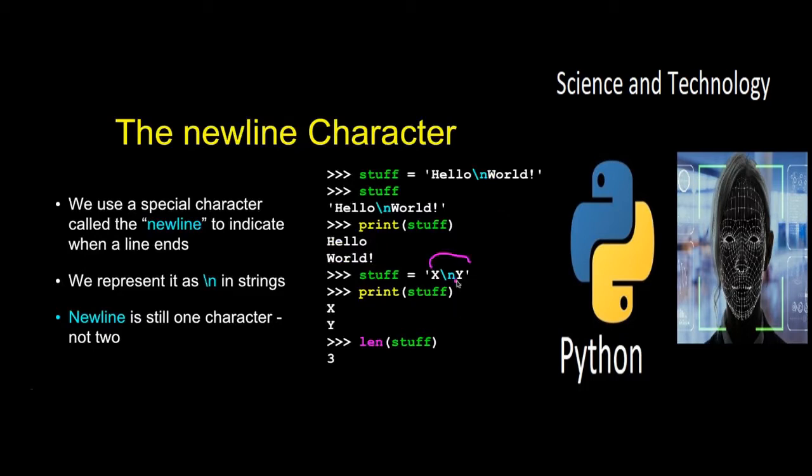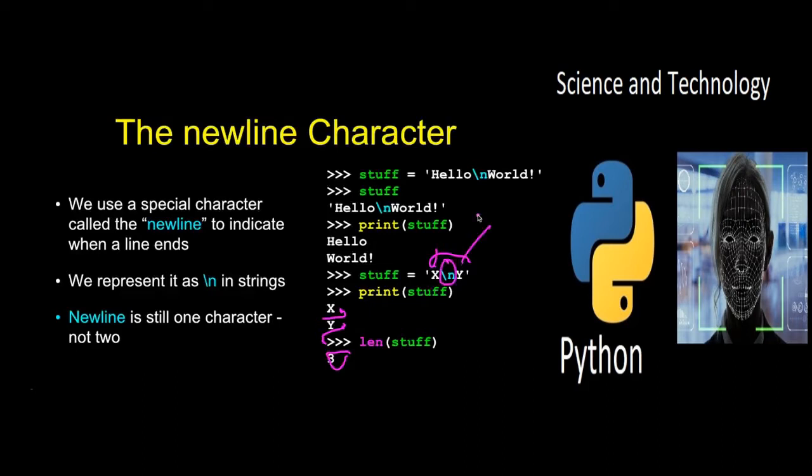Now, it's important to note that the \n is one character, right? And so even though this x\ny prints this, and then print adds another new line to go down to here, if you ask what is the length of this? Well, it's only 3. That's because the x is a character, the \n is a character, and the y is a character. So it's a 3-character string.